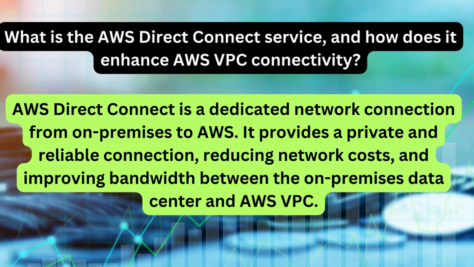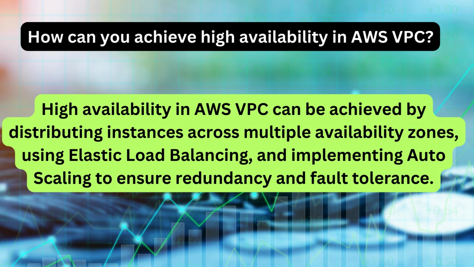What is the AWS Direct Connect service, and how does it enhance AWS VPC connectivity? AWS Direct Connect is a dedicated network connection from on-premises to AWS. It provides a private and reliable connection, reducing network costs, and improving bandwidth between the on-premises data center and AWS VPC.